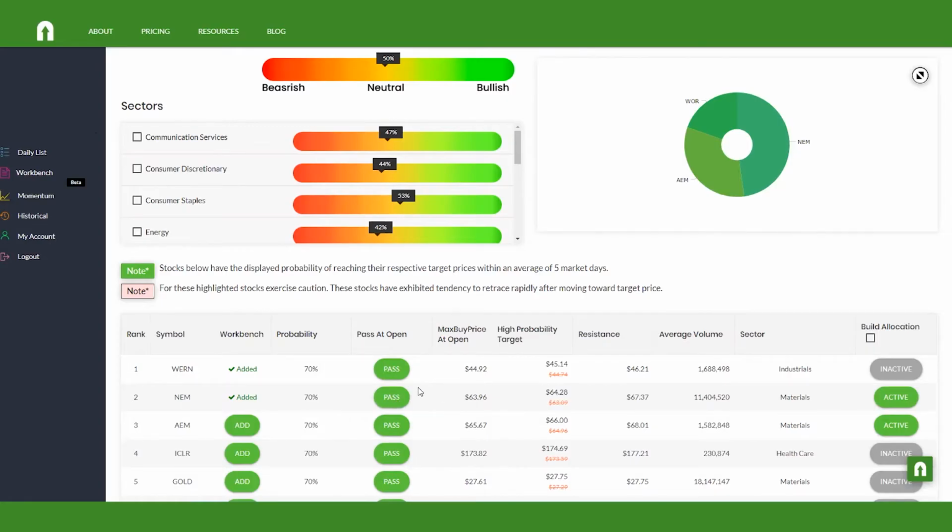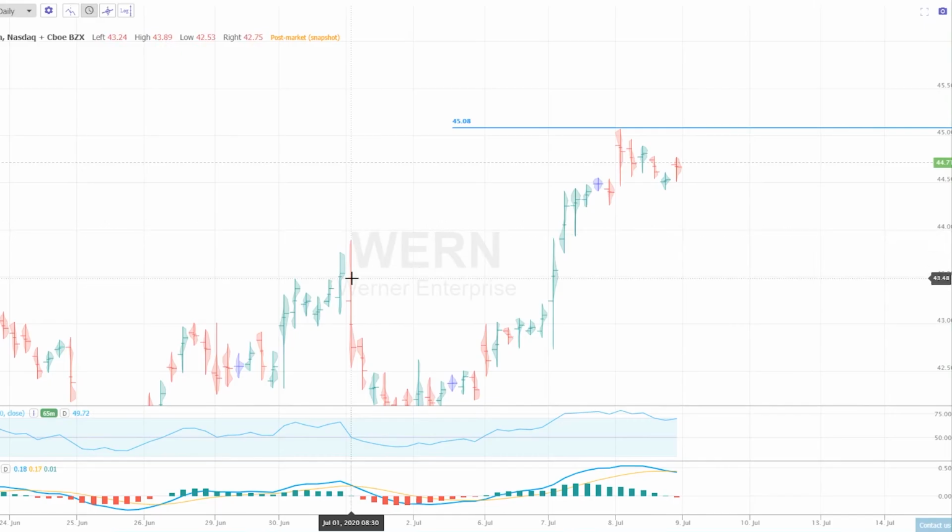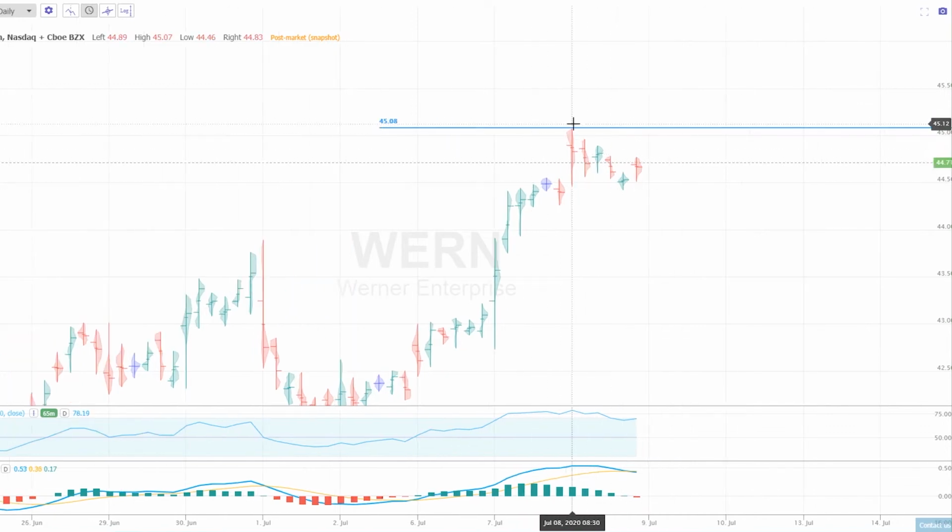Now, let's look at another example. Let's go to WERN, W-E-R-N. So if we go to WERN, you can see that it also got really close to our target of 45.14 and then came back down. And like I said, that's the power of FinClub.AI. Sometimes it'll blow straight through this and carry on to its resistance point. Other times, they are really close to getting you that exact target price, and that's what you need to look for. If it's getting really close and then comes back down, that may be the time that you want to exit and take your profits.